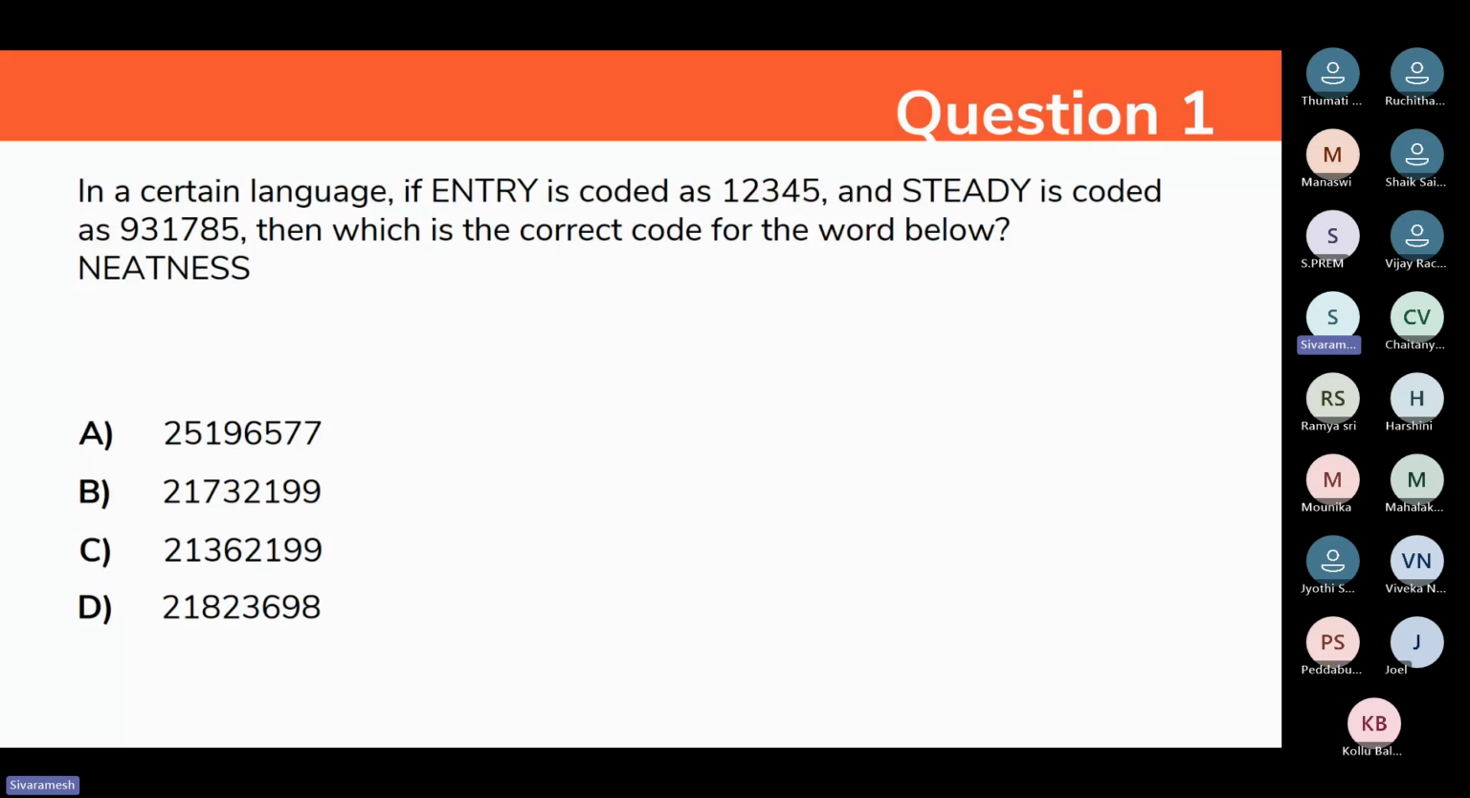Here, if you observe, in a certain language, entry is coded as 12345 and steady is coded as 1931785. Then what is the correct code for neatness? Guys, in today's class, your participation should be more than my participation, because there are no shortcuts to teach. It's all about the way you think. Like in profit and loss percentages, I explained different logics and concepts, but here you should put more effort into understanding the logic. You should decode that code, what exactly they have given in the question.